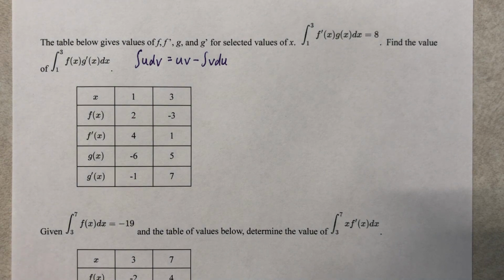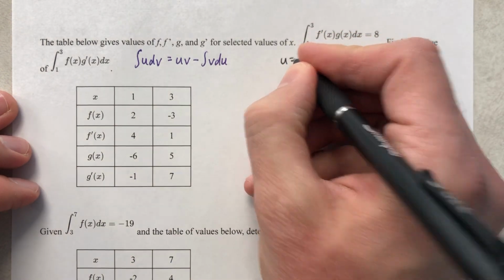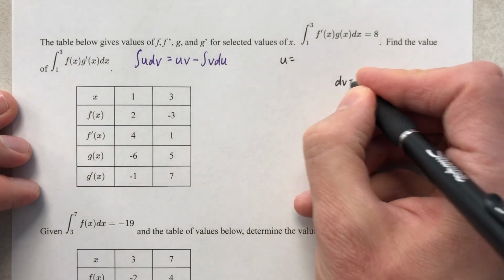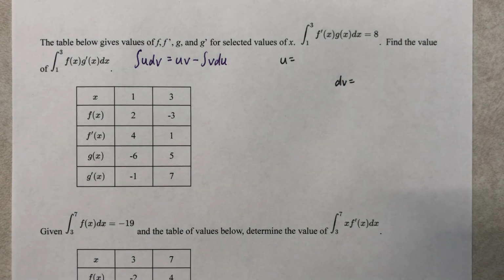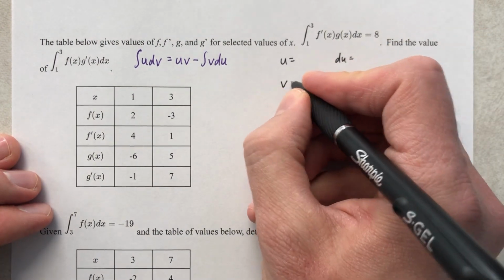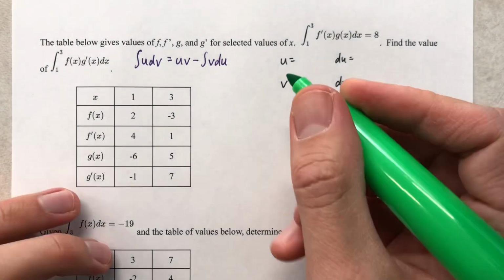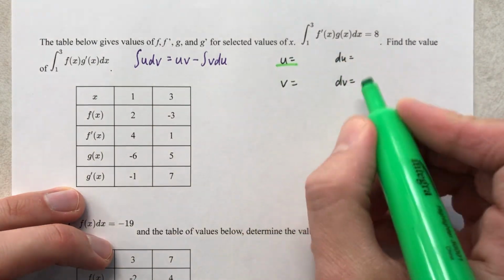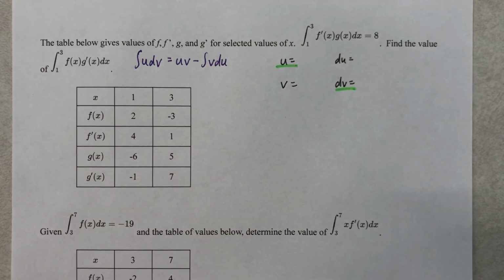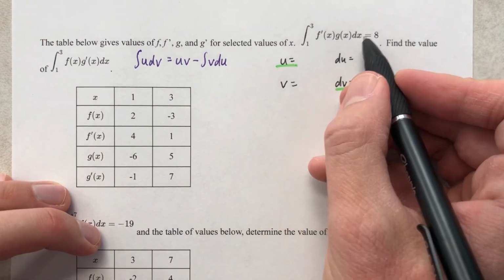So the first thing I need to do is identify u and dv. And then everything else will fall into place. And then we'll also have du and v. And let's not use blue this time. We'll just underline these two. These are the two things I'm looking for. Okay? So dv is in here, and u is in here.